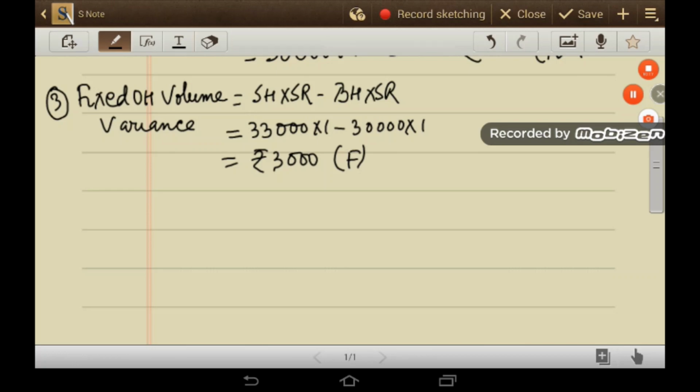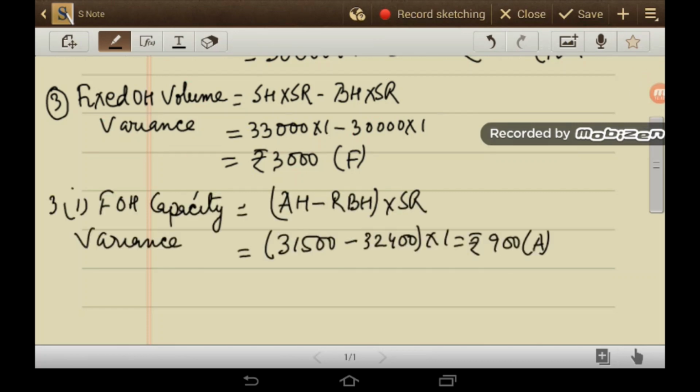So fixed overhead volume variance has three more sub variances: capacity, calendar and efficiency. Fixed overhead capacity variance is calculated as AH minus RBH into SR. AH is 31,500 hours, RBH is 32,400. So this gives fixed overhead capacity variance as 900 adverse.